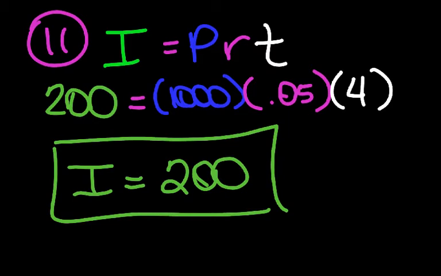Remember, when you do the independent practice side for number 11, you're going to change that to simple interest as well. You're not going to do the compound. You're only doing simple interest.